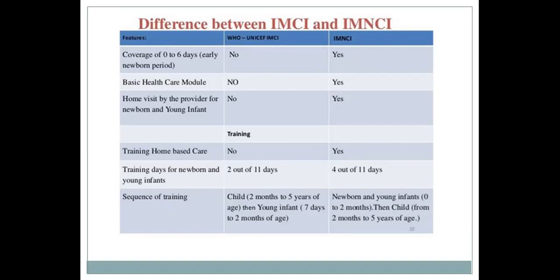Sequencing of training: the WHO IMCI program targets the child 2 months to 5 years of age, then young infant 7 days to 2 months of age, whereas IMNCI targets newborn and young infant 0 to 2 months, then children from 2 months to 5 years of age.